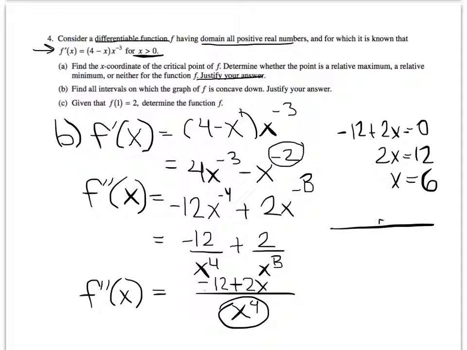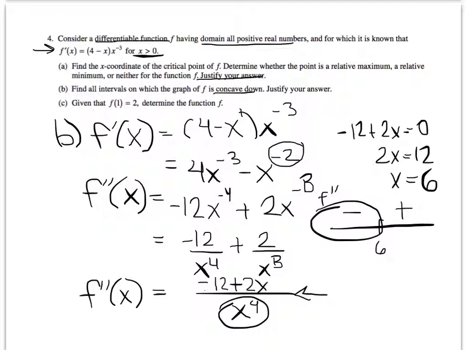So now looking at a second derivative sign chart, let's see what happens with the concavity. If I pick a number less than 6, like 5, and substitute it into the second derivative, negative 12 plus 10 is negative. Pick a number greater than 6, like 7, negative 12 plus 14 is positive. So therefore, this graph is concave down when the second derivative is negative.